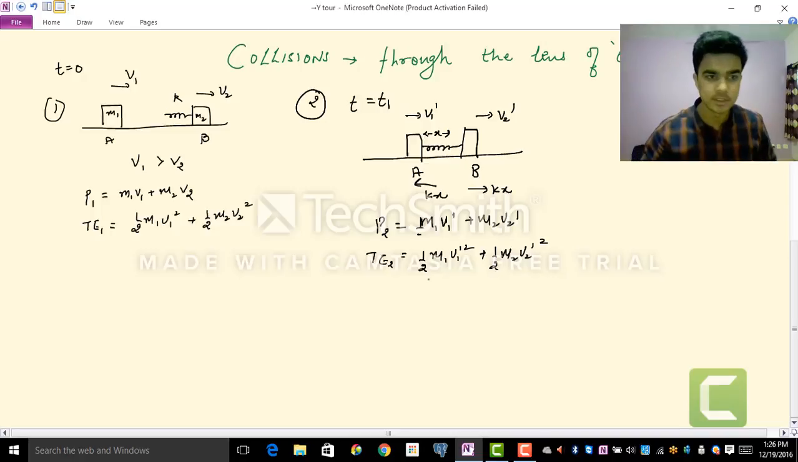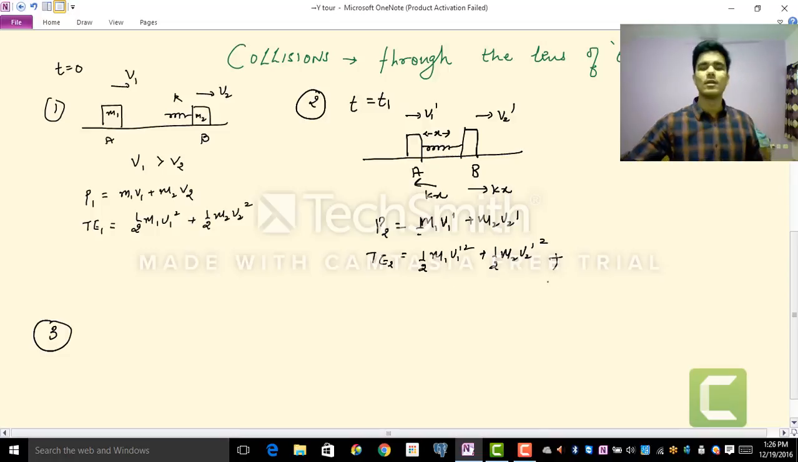Cool. Let's move on to instant 3. Okay, no, instant 2 back. The spring has been compressed by some amount x, so let's give the spring the energy it deserves, half k x square. Alright, let's move on to instant 3.